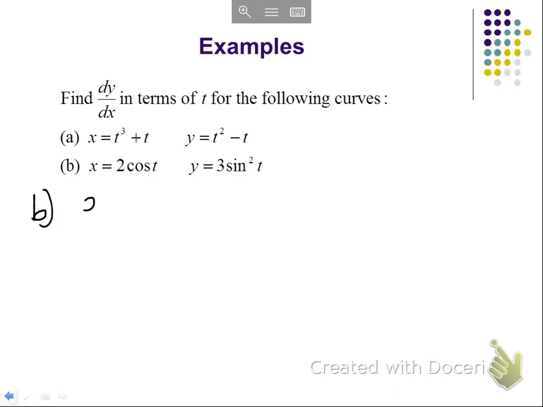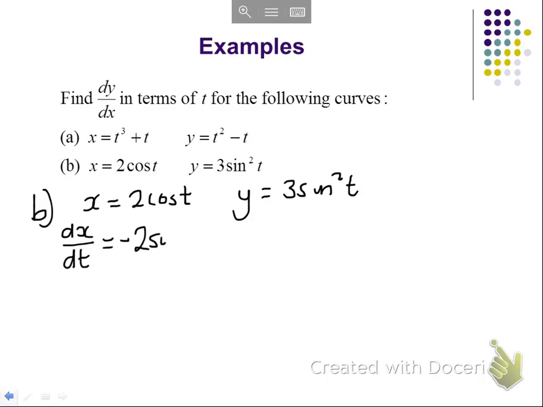Looking at the second example, the first one, dx by dt, is straightforward to differentiate because we know that the derivative of cos x is minus sine x. But looking at the second one, we've got 3 sine squared t, so we're going to have to use the chain rule on this first before we use the chain rule to work out dy by dx. So if x equals 2 cos t and y equals 3 sine squared t, we can say dx by dt will equal minus 2 sine t.